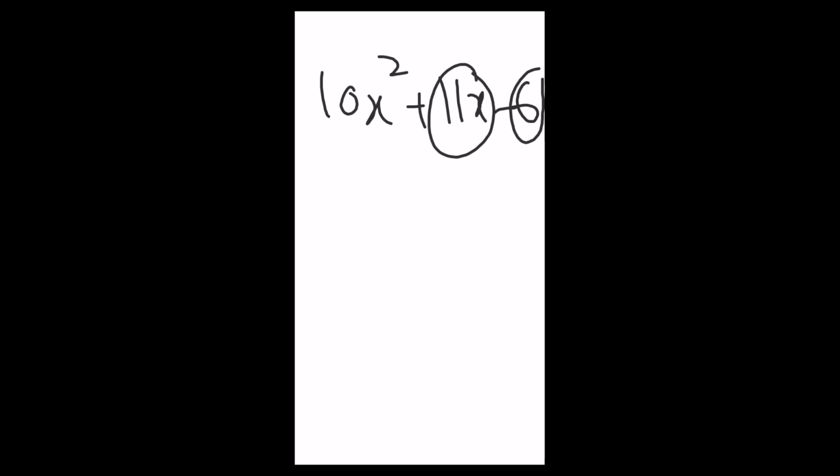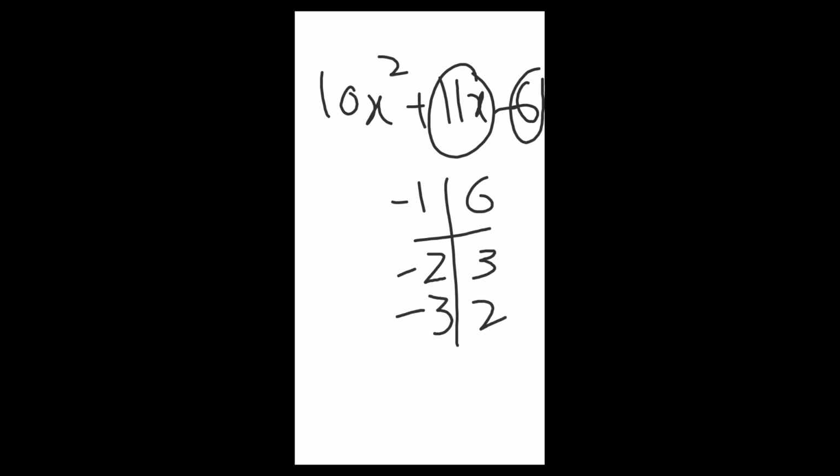So if I write the multiples of 6, starting from 1: 1 times 6 is 6, and because the 6 is minus, I'm going to write -1. Then -2 and 3, then -3 and 2. That's it. Now, can you see any pair of multiples which we add or subtract so it makes 11? No. Now that's the exact point where we are stuck.